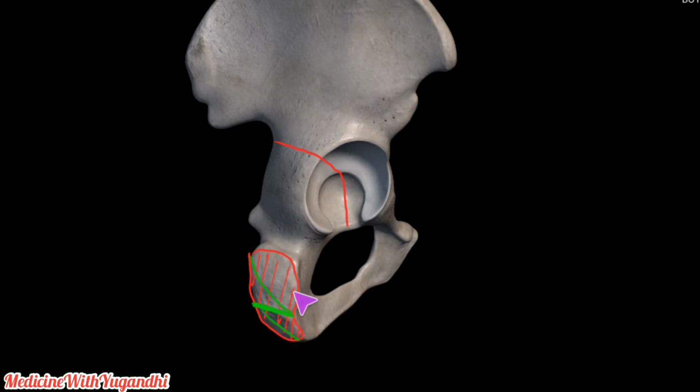Coming to the upper portion, it is divided into two parts: the upper lateral part and the lower medial part. And the lower portion is again divided into two parts: the smaller medial part and the larger lateral part.